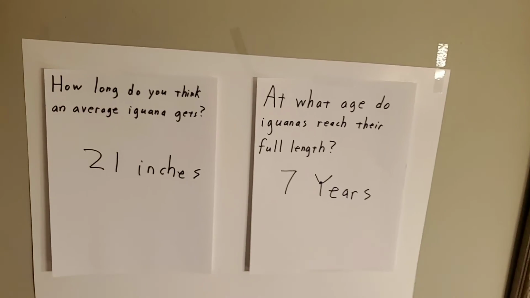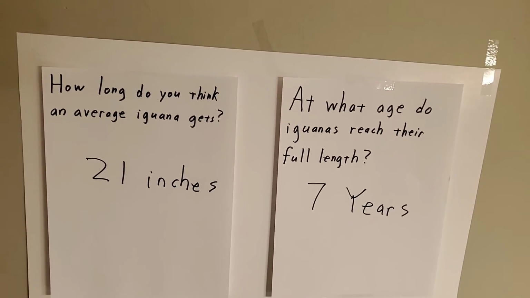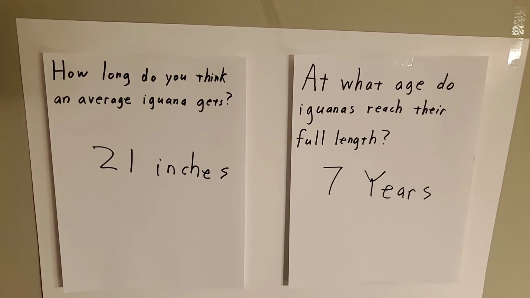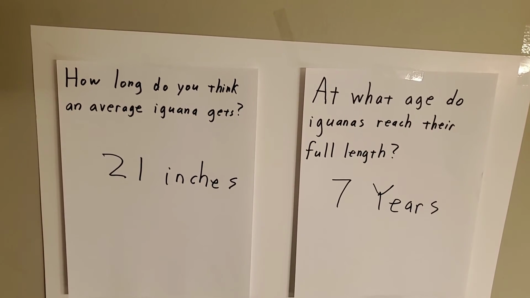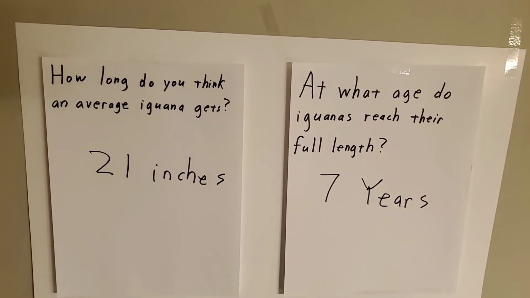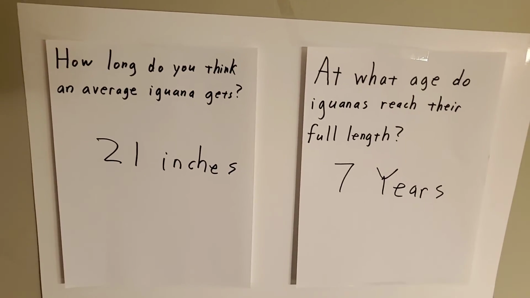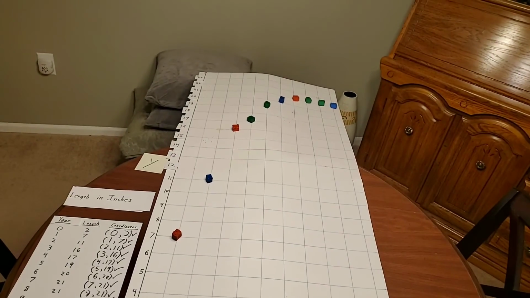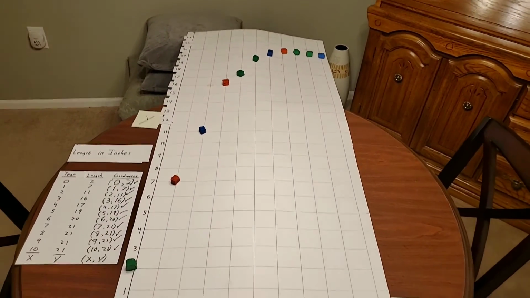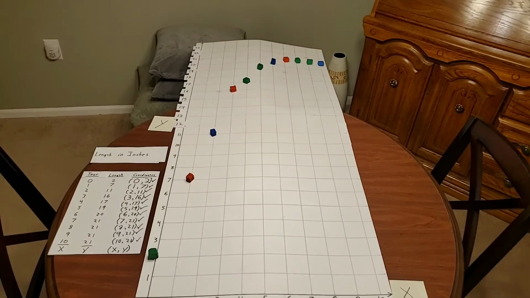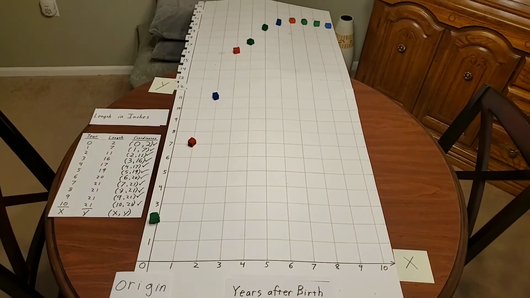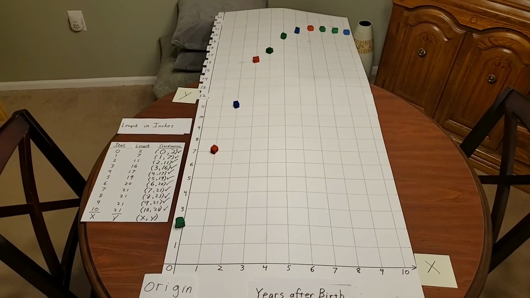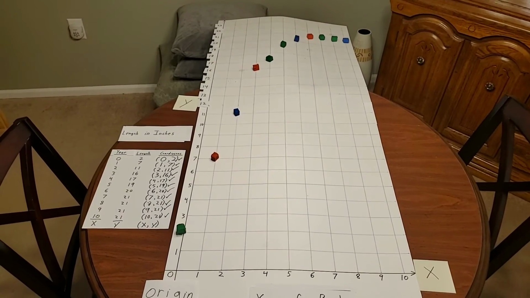Okay. So what age do we think iguanas reach their full length? At about 7 years. And how long does an average iguana get? About 21 inches according to our graph. Now, with the third question up there, we're running out of time. So, give everybody a good look. Once again, this graph shows us the growth of an iguana.